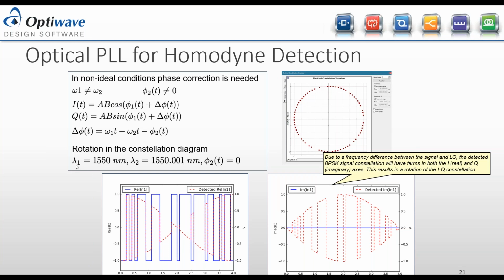This is a result where the local oscillator frequency is different than the frequency of the incoming signal, and you can see the rotation in the constellation over here and the rotation in the phase of the signals. Now I don't get a full 0 on the imaginary axis.